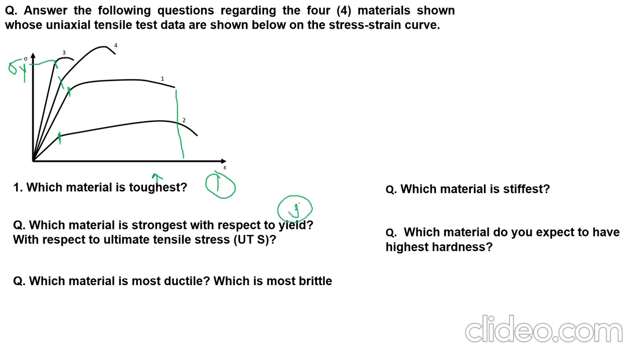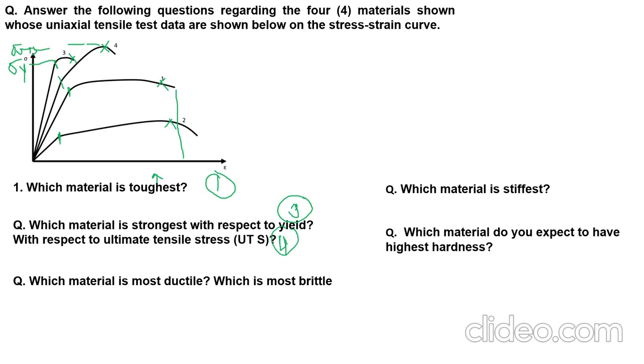And for ultimate tensile stress, which has the better UTS? Number 4, ma'am. Yes, because you see this material will fracture somewhere here, this material will fracture say here, this will fracture here, while material 3 has already fractured at a lower point. So you can say this is your sigma UTS. So material 4.